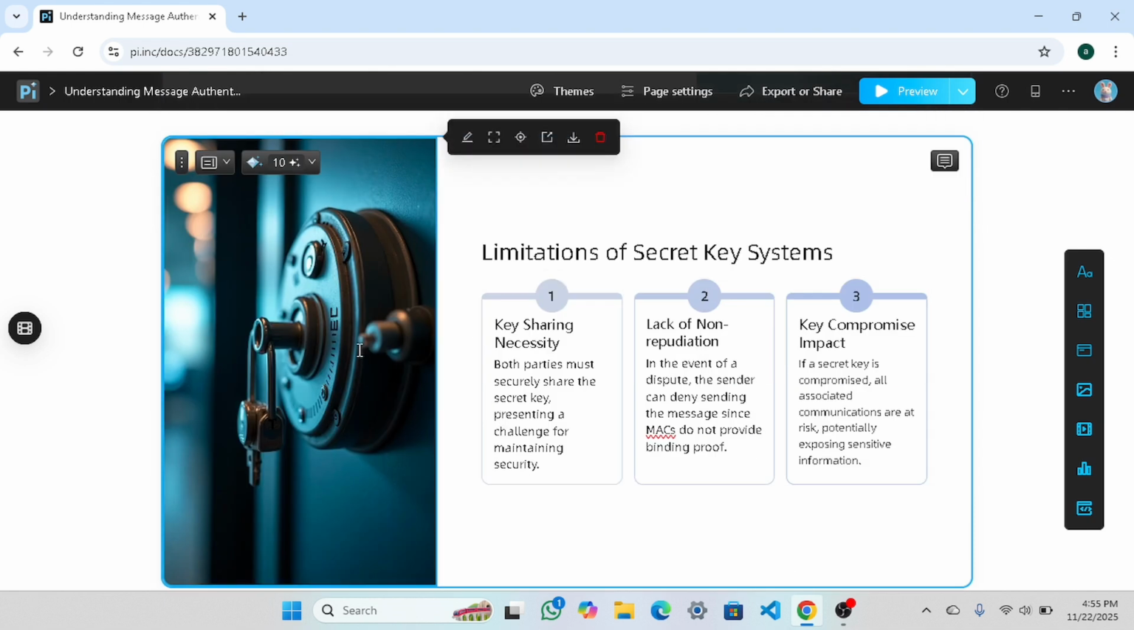So, what are the limitations of secret key systems? Key sharing necessity, lack of non-repudiation, key compromise impact. So what does that mean? What are these limitations? Both parties must share the same secret key. No non-repudiation: the sender could deny sending any message. Compromise of the key affects all parties. That is written here.